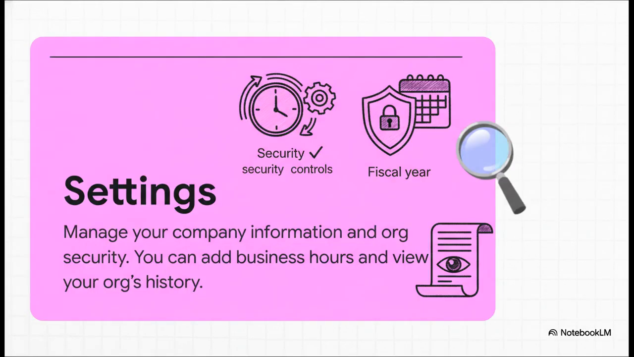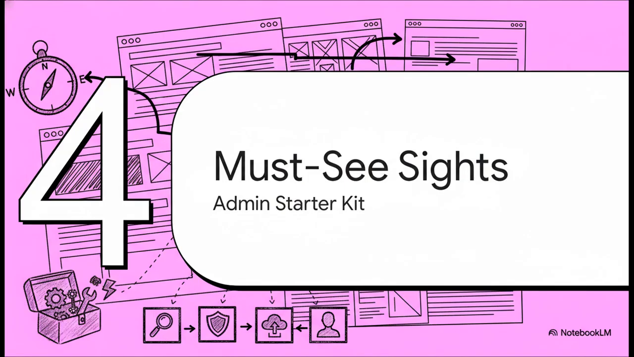And the third neighborhood is settings. Let's call this the head office. This is where you manage the big picture, company-level information. You'll set your business hours, manage the overall security controls, and you can even see the audit history of your entire organization. So now that you know the layout, where should you actually start?